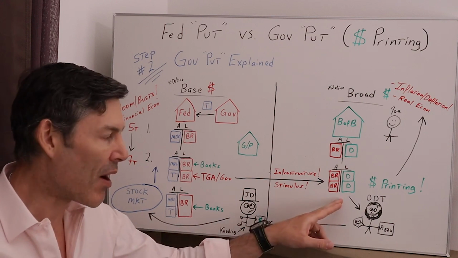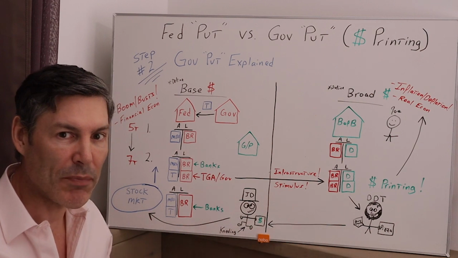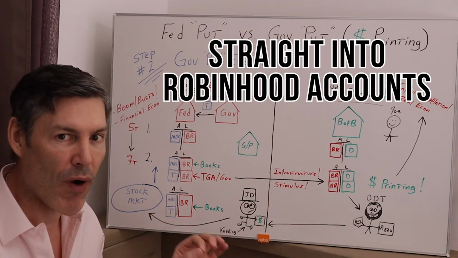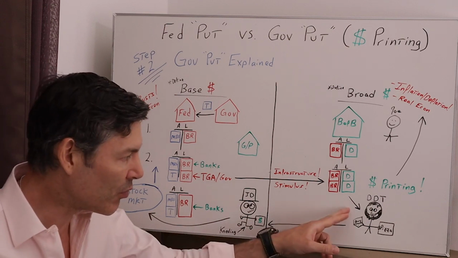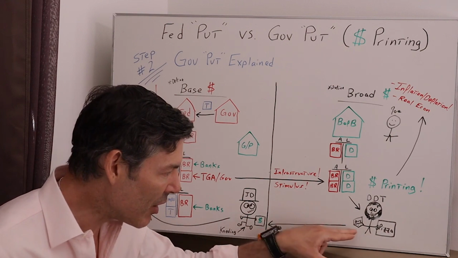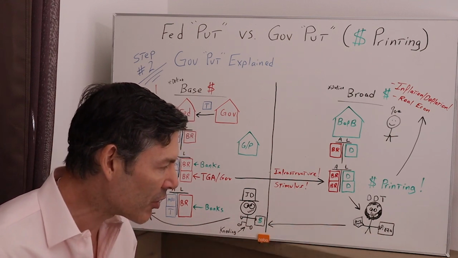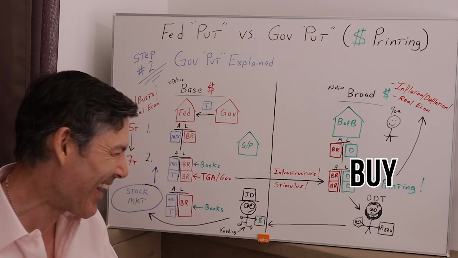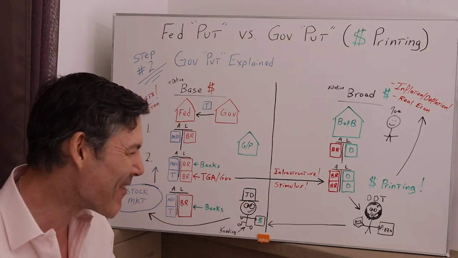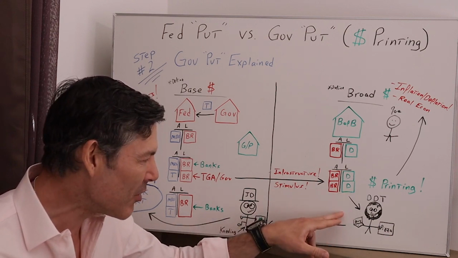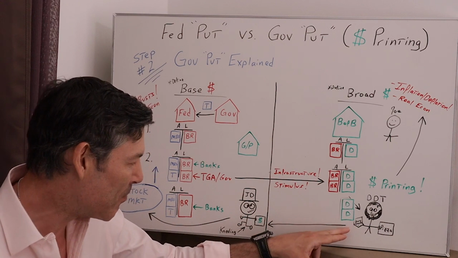Now there's additional deposits in the system, and what's been happening lately is those deposits are going straight into Robinhood accounts, like this one with Davey Day Trader, who's got a box of pizza and a computer. Of course, the only thing on the computer screen is the word buy. For obvious reasons.